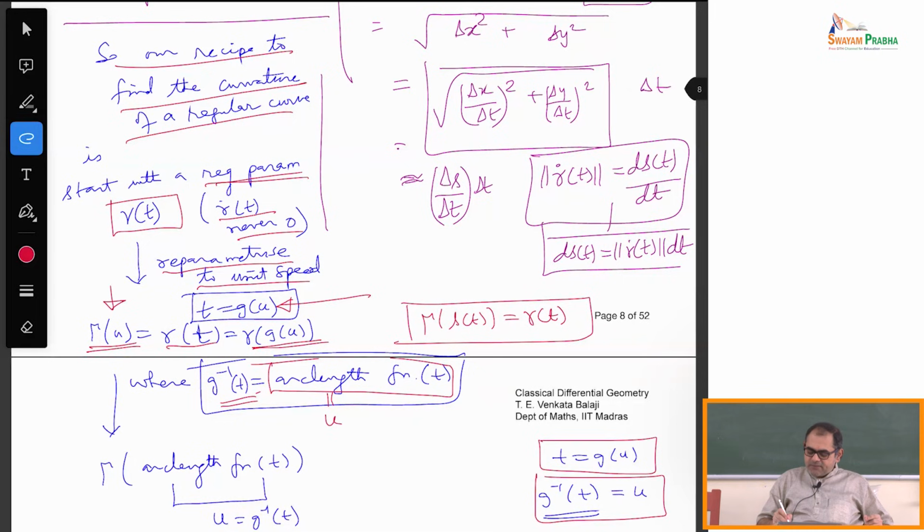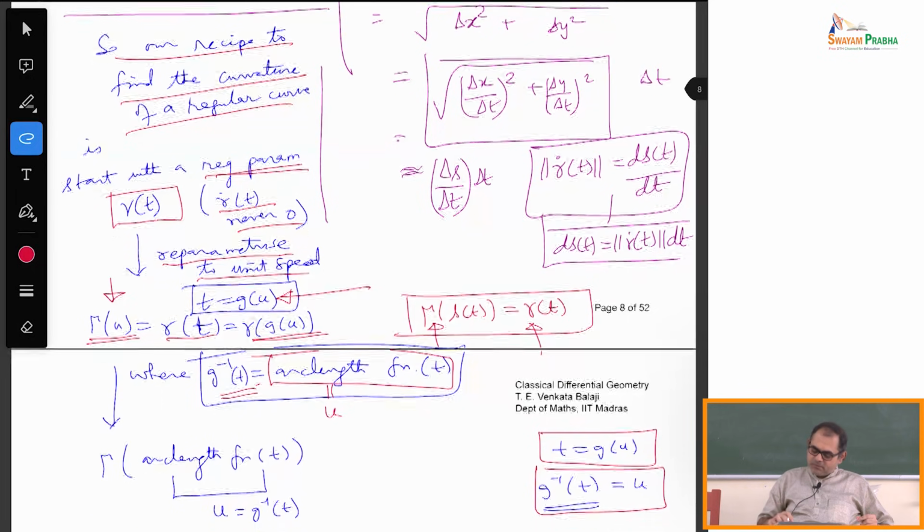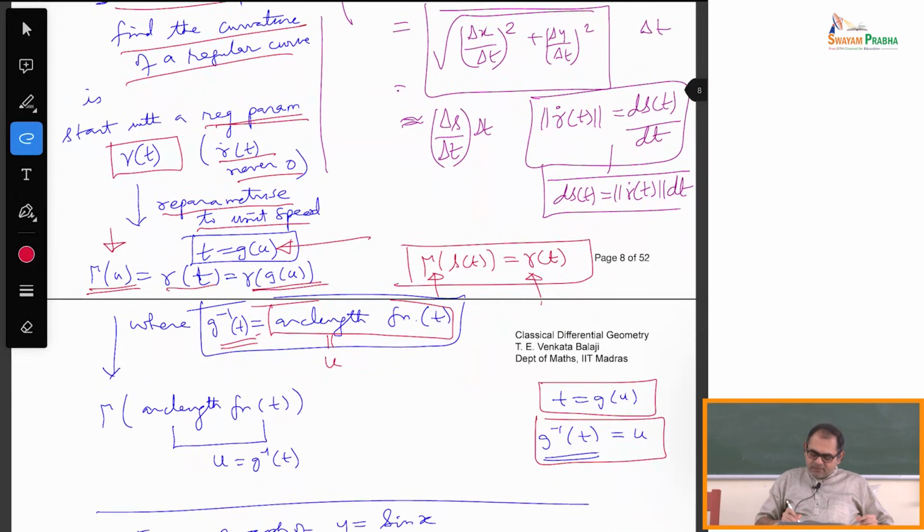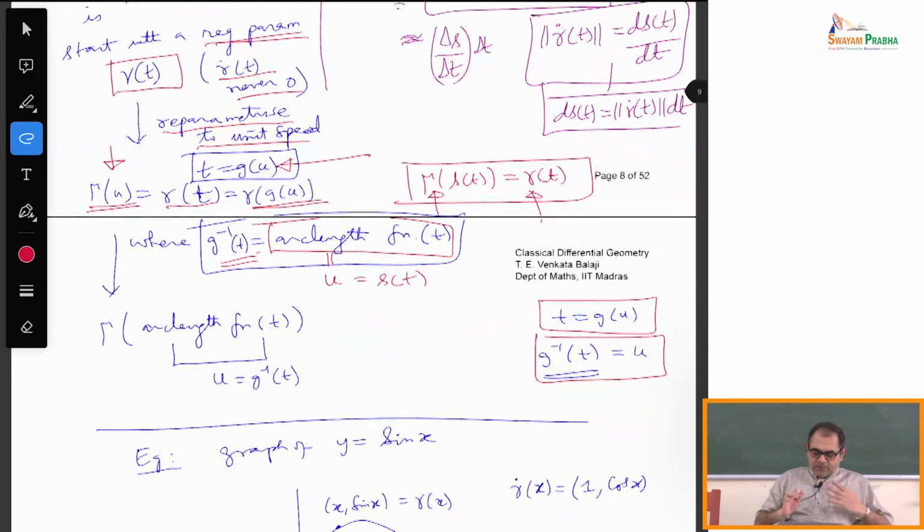This is the relationship between the original regular parametrization and this capital gamma, which is the new unit speed parametrization. And in fact I told you that this substitution, that u is g inverse of t, which is just s of t, you can change by a sign, and that will not affect the curvature in any way. And why is that?